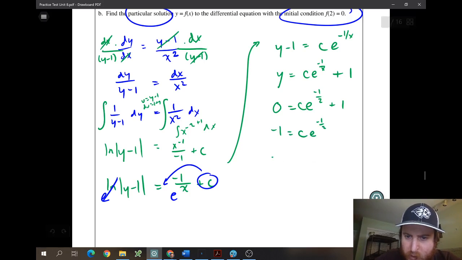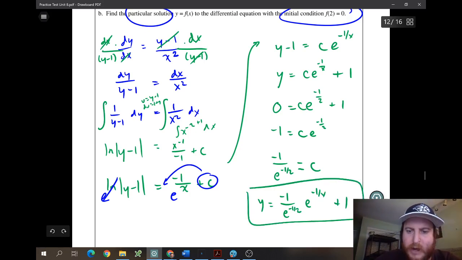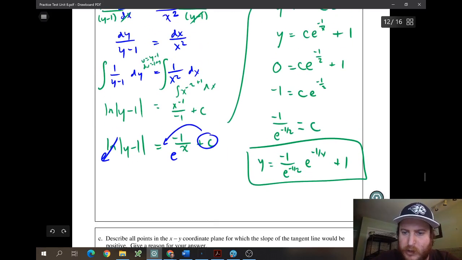Divide by e to the negative 1 half, that's negative 1 over e to the negative 1 half equals c. You can box this and make your answer y equals negative 1 over e to the negative 1 half times e to the negative 1 over x plus 1, and you'll get totally full credit. You don't have to think about simplifying this or doing anything weird.